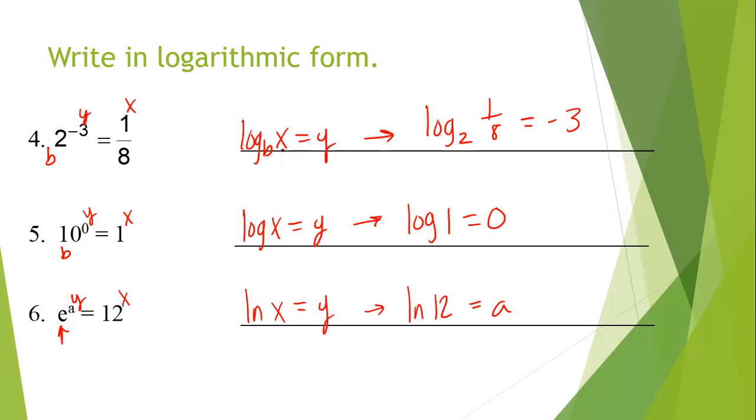So we did an example of b being anything other than 10. We did our common log, and we did our natural log. The key thing is knowing where the variables are.